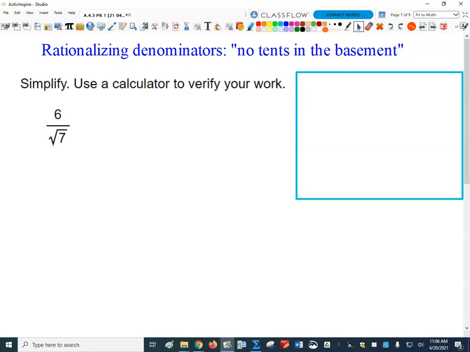Now, a way to remember that this is something you have to do, here's our rule: no tenths in the basement. You can't have square roots in the bottom of a fraction. So we got to get rid of that. Can anybody remember how to do that?